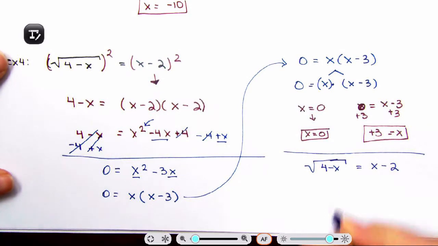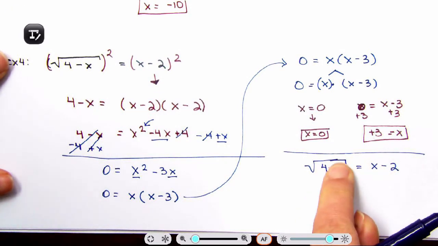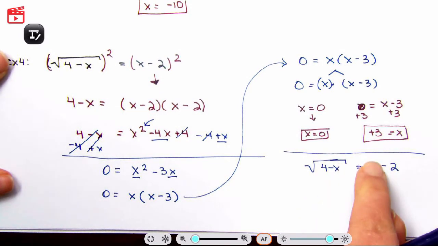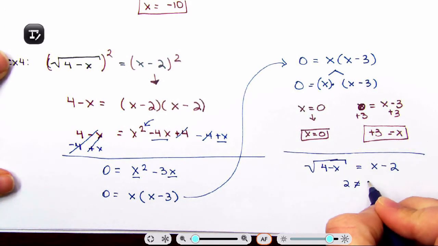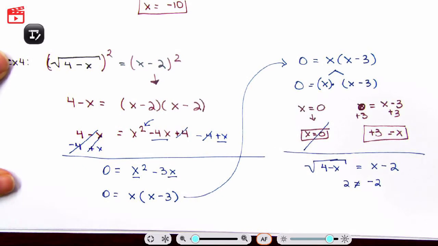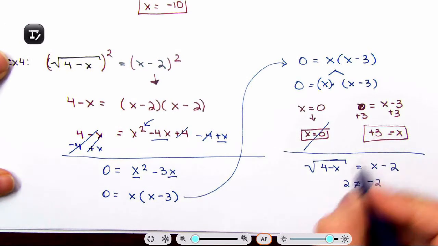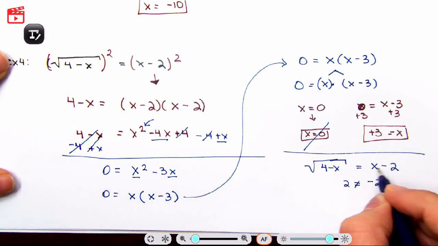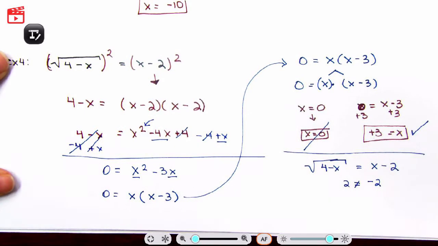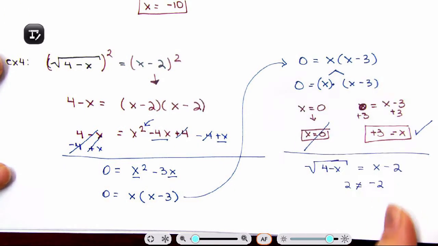This is the original. So when I plug it in, here's 0. Square root of 4 is 2. Here's a 0. 2 is not equal to negative 2. So therefore, 0 does not work. Let's try 3. 4 minus 3 is 1. Square root of 1 is 1. 3 minus 2 is 1, so 3 does work, and so our answer is positive 3 only.